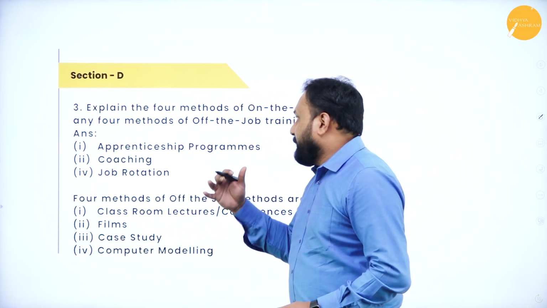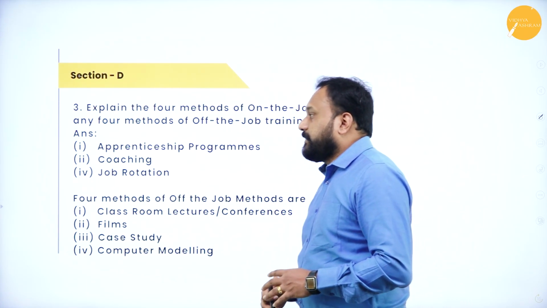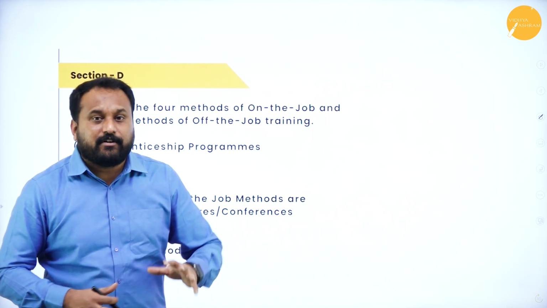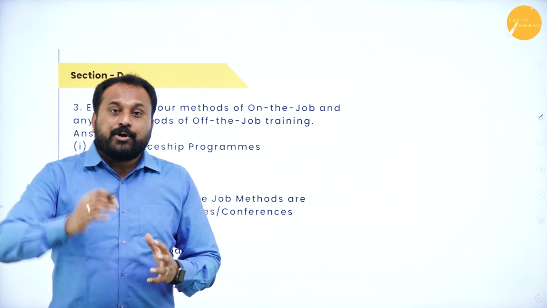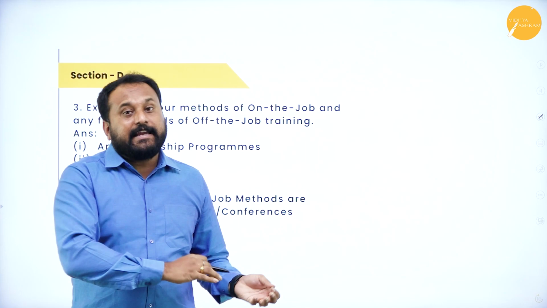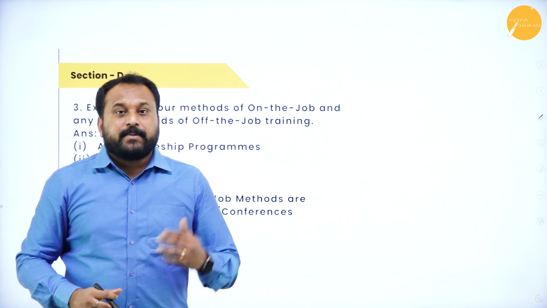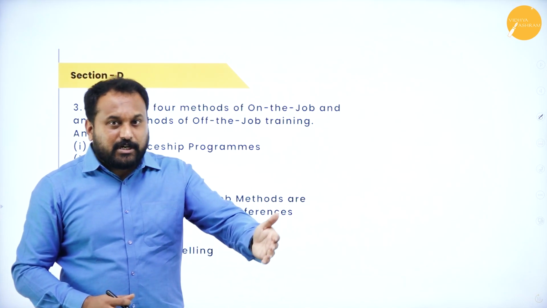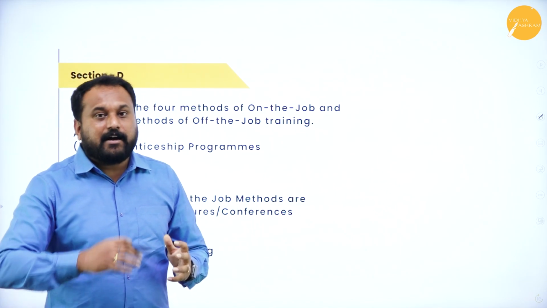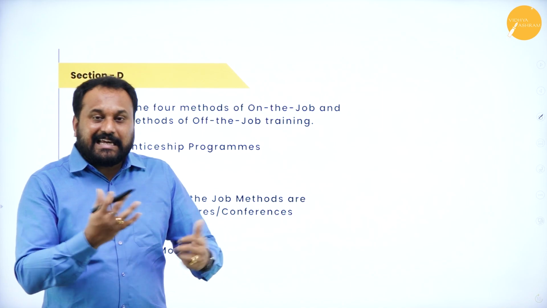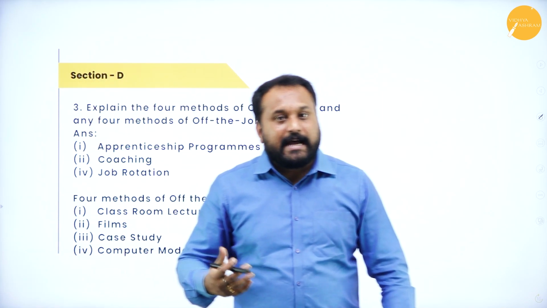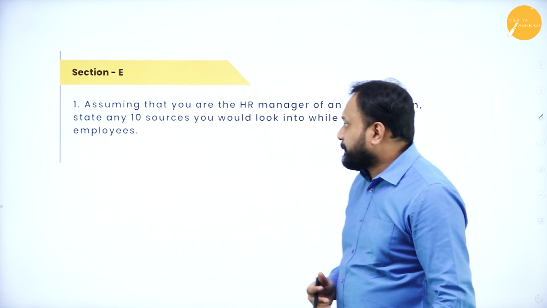The third question is, explain the 4 methods of on-the-job training and the 4 methods of off-the-job training. Whenever we go with on-the-job training and off-the-job training, please do understand that whenever you're working on the job and getting training, it is called on-the-job training. And whenever you're working off the job, that is, you're somewhere else getting trained, that is called off-the-job training. There are 4 points each. You can write any of these and then start explaining. You will get the answer. So it is an 8-mark question.